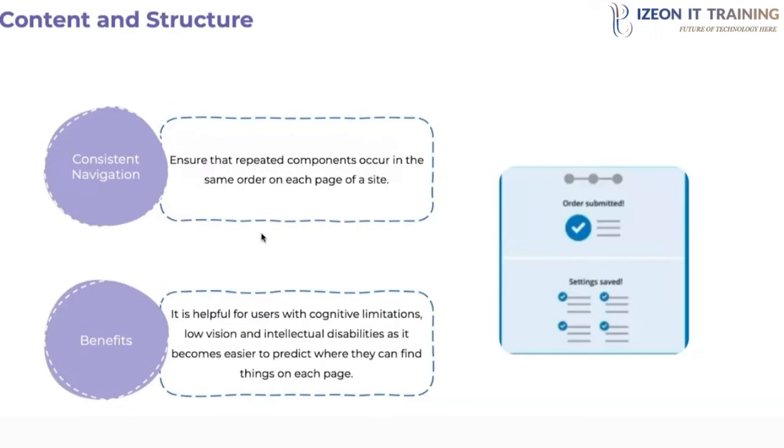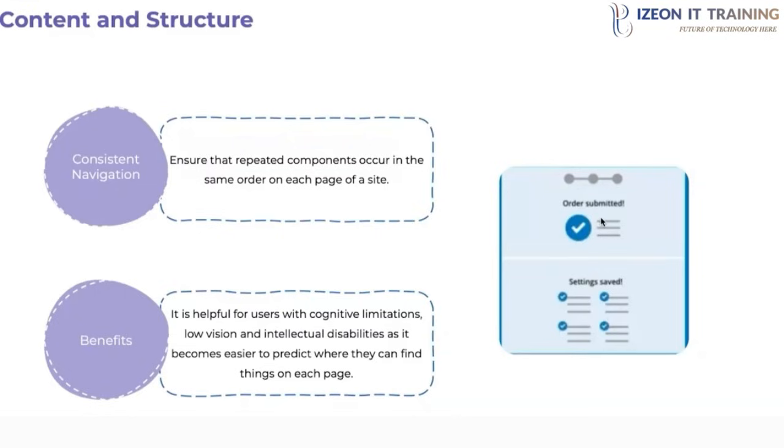Next is consistent navigation. Ensure that the repeated components occur in the same order on each page of the site. So if you are showing order submitted as a tick mark, then whenever your setting is getting saved or something like that, it shows a tick mark. Like if you have used Google Pay, PhonePe, you pay any particular bill, it usually gives you the same check marks.